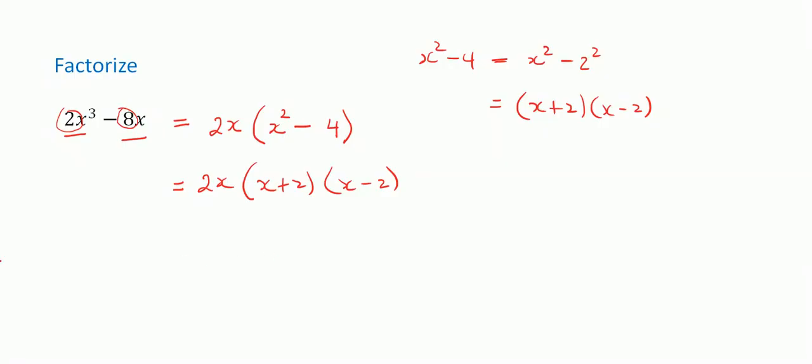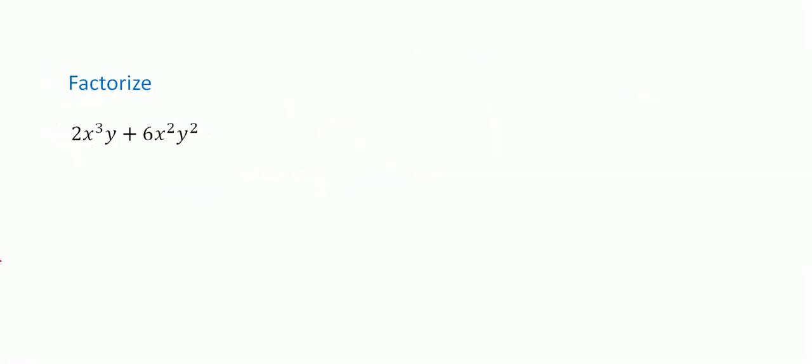Now let's do another one. We want to factorize 2x cubed y plus 6x squared y squared. Again, we have numbers here, 2 and 6. The HCF of 2 and 6 is 2. Let me deal with the x terms. We have x cubed and x squared. The HCF here would be x squared.